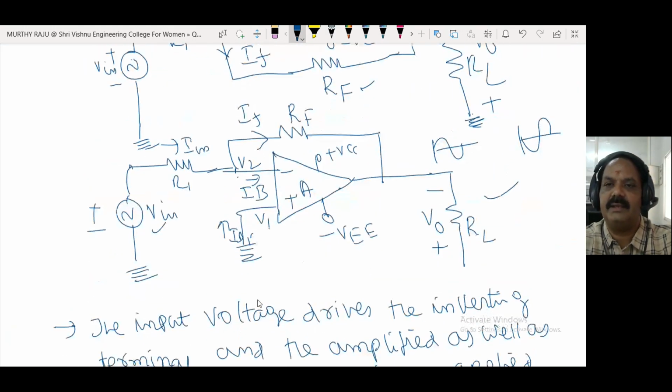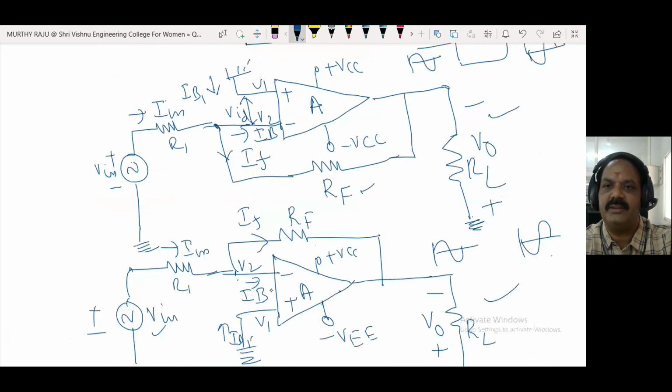Coming to the circuit here, this is the node, the V2 node. At that V2 node, IN is equal to IB plus IF. IB is very, very small in the ideal case. Therefore, IN is approximately equal to IF. IN is equal to VIN minus V2 by R1, and IF is equal to V2 minus V0 by RF.